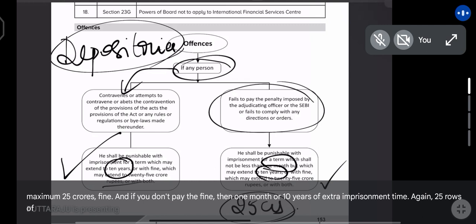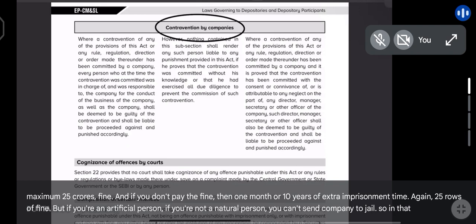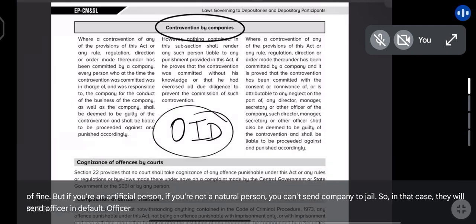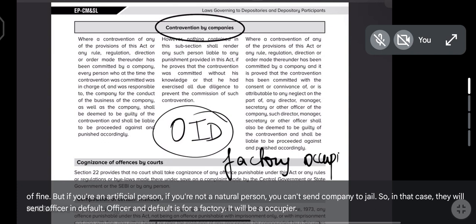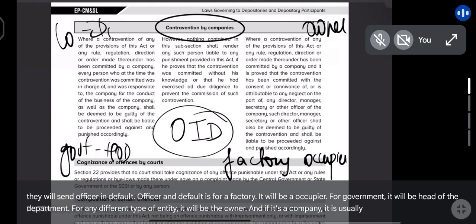But if you're an artificial person, if you're not a natural person, you can't send a company to jail. So in that case, they will send the officer in default. Officer in default is, for a factory, the occupier. For government, it will be the head of the department. For any different type of entity, it will be the owner. And if it's a company, it is usually a director.